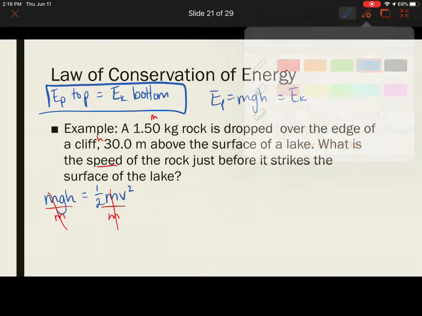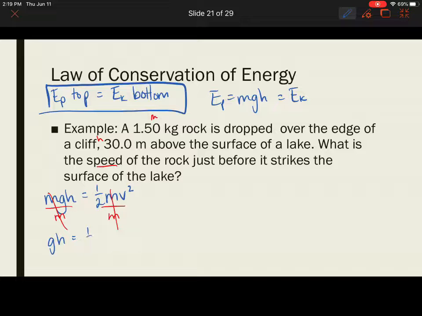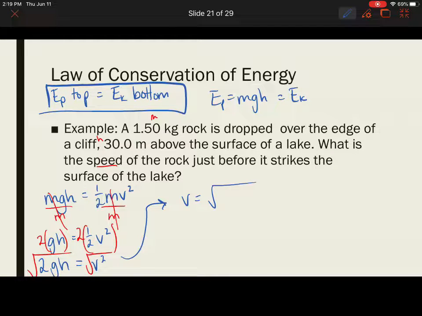So what I actually end up getting is that gh is equal to 1/2 v squared, okay? So if I want to rearrange that for velocity, multiply both sides by 2, okay? 2gh is equal to v squared, and then to get v, we just square root both sides. Okay, so that means velocity is equal to the square root of 2gh. Okay, if you don't like this method, you do not have to use it whatsoever, but it actually is a bit of a shortcut, and I don't even need to worry about mass.